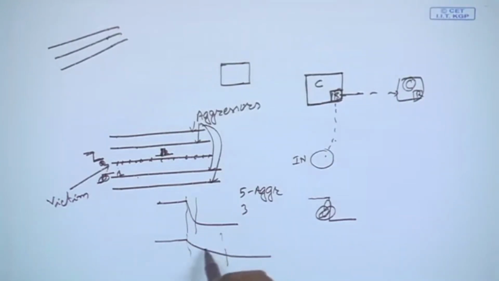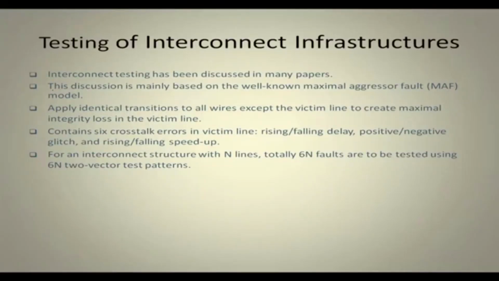If the system is operated at a very high frequency, it may sample the line at this point, where the logic level is still 1. So, at the destination it may be sampled as a wrong value. That is the problem of crosstalk and coupling between the lines, and it is captured by the maximal aggressor fault model. We apply identical transitions to all wires except the victim line to create maximal integrity loss in the victim line. So, it is maximal.